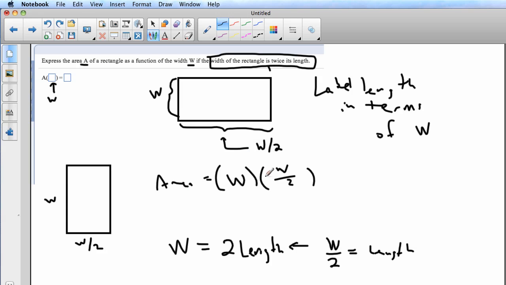But either way, this is my area formula, and if I multiply W times W over 2, that's going to be 1/2 W squared. So the formula that gives me the area of this rectangle is 1/2 W squared.